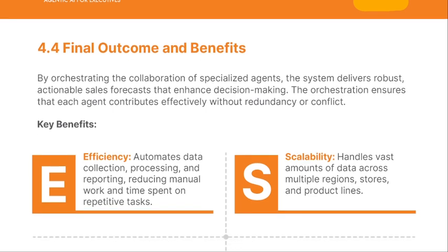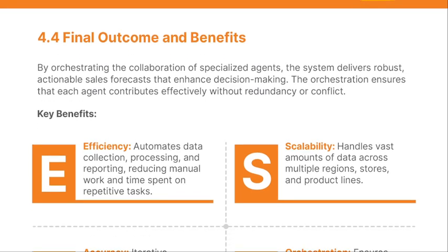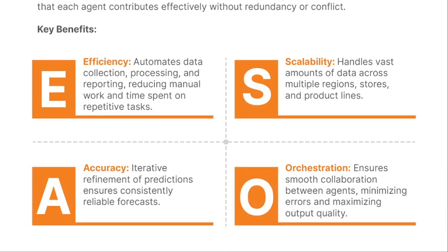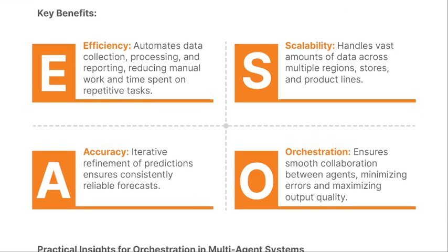Final outcome and benefits. By orchestrating the collaboration of specialized agents, the system delivers robust, actionable sales forecasts that enhance decision making. The orchestration ensures that each agent contributes effectively without redundancy or conflict. Efficiency, scalability, accuracy and orchestration are the key benefits.